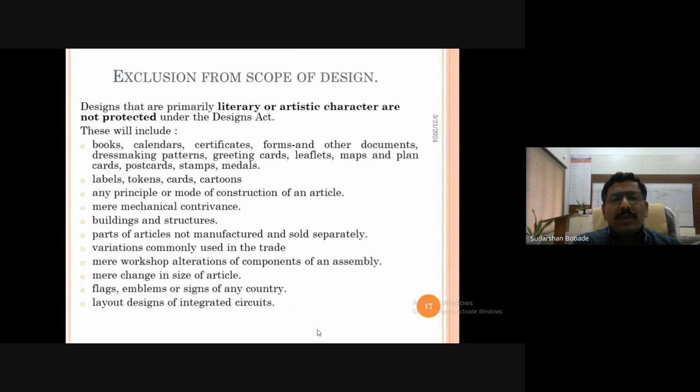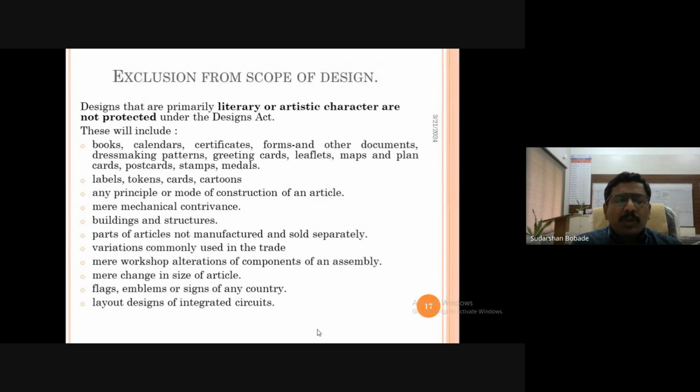Now, exclusion from the scope of design. My dear friends, there are different IPs. Till yesterday we were listening to the process or utility patent. Today we are discussing the design patent. Tomorrow there will be copyright. So there are some typical discriminations among these IPs, and based upon that, these are the inclusions rather, those which are covered in copyright. So because of that, they are not considered under the design.